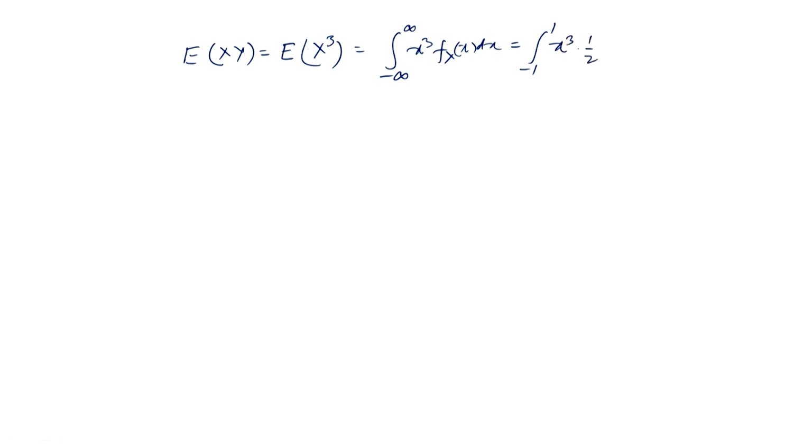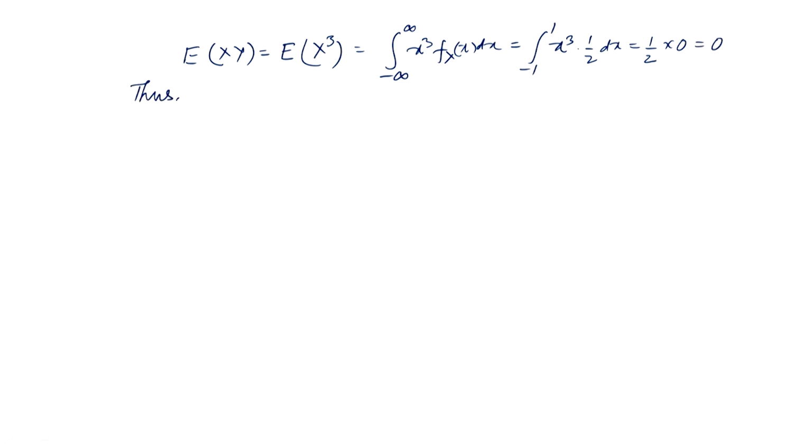So, let me find the expected value of XY. Since Y is equal to X squared, we get the expected value of X cubed. So, the integral from minus infinity to infinity of x cubed f_X(x) dx is equal to the integral from minus 1 to 1 of x cubed into 1/2 dx. X cubed is an odd function of x, so the value of the integral is 0 and we get E[XY] equal to 0.